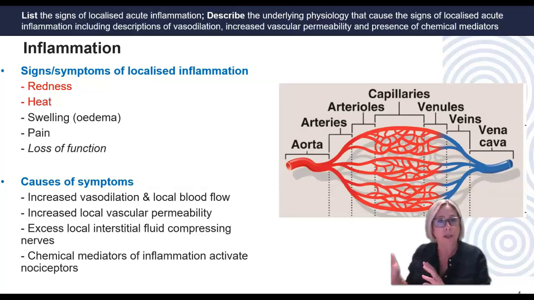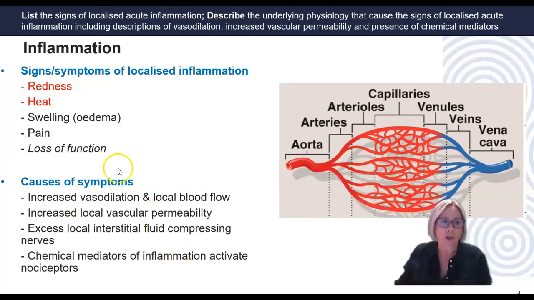When we get to systemic inflammation, we have to add a couple of extra signs and symptoms. So we do have the characteristic signs of redness in the area and heat in the area. We also see swelling or edema. We also have then the symptom of pain occurring too. And in some cases of inflammation, there is loss of function of that region of the body until the inflammatory process has occurred. So what causes these symptoms then?